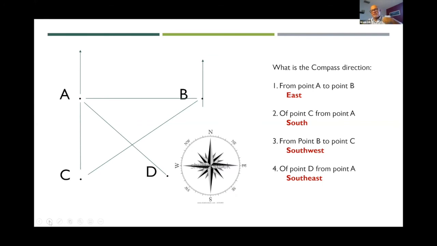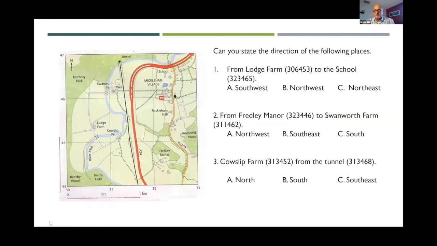Now this map might look familiar. It should look familiar. This is the map that Mr. Monroe used on Wednesday to go over six-figure grid references, and we are going to practice six-figure grid references as we use our compass direction. Can you state the direction of the following places?